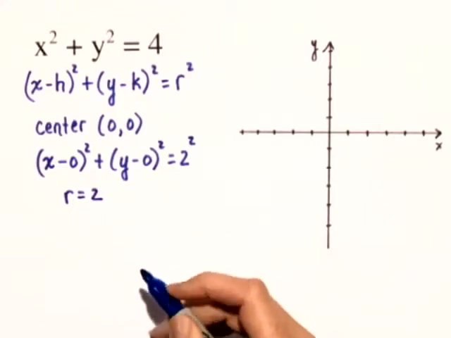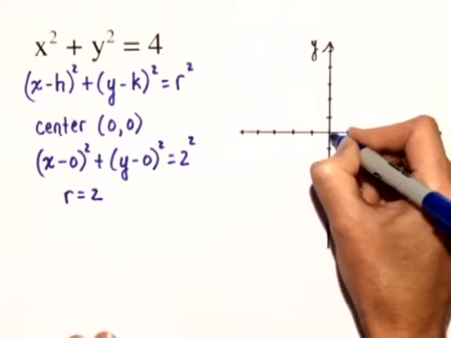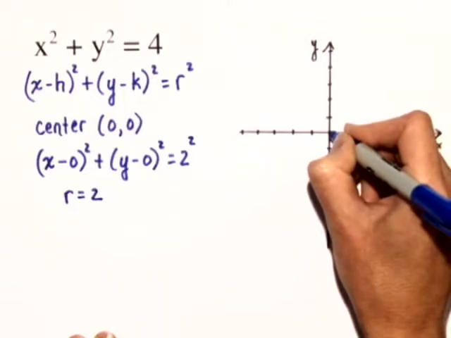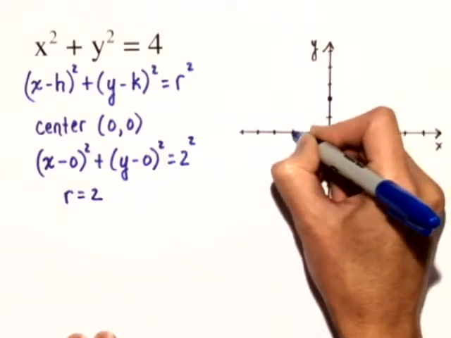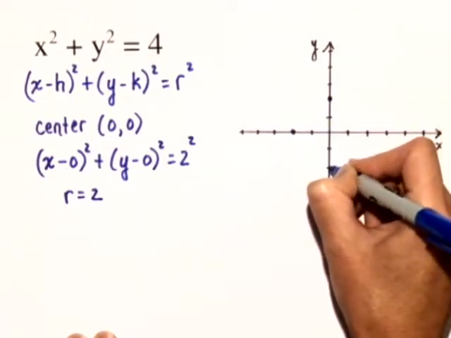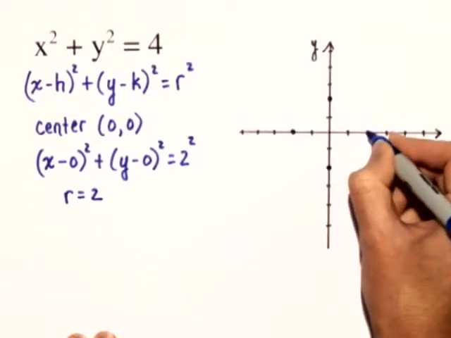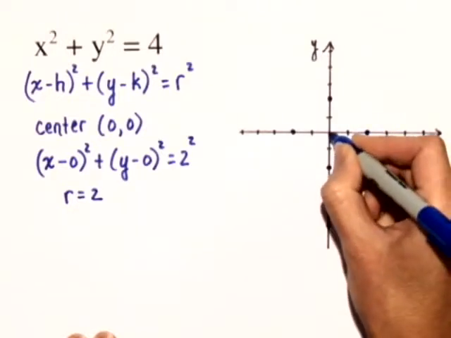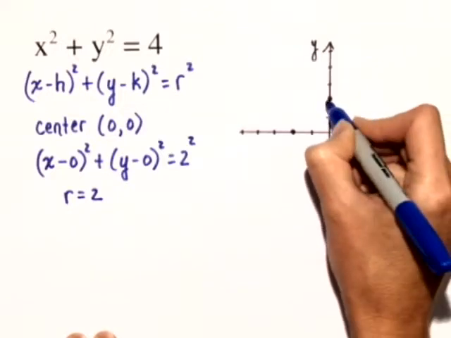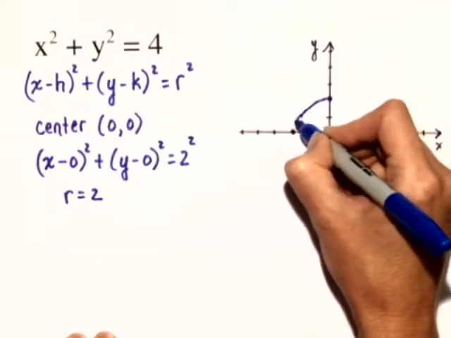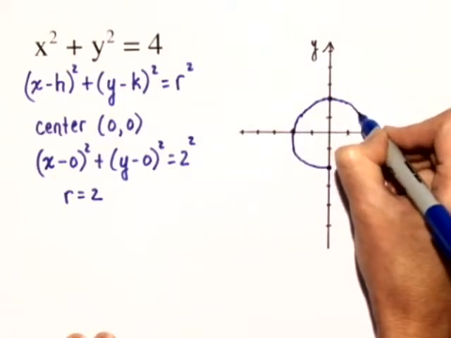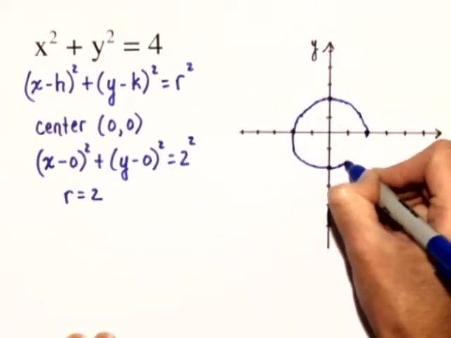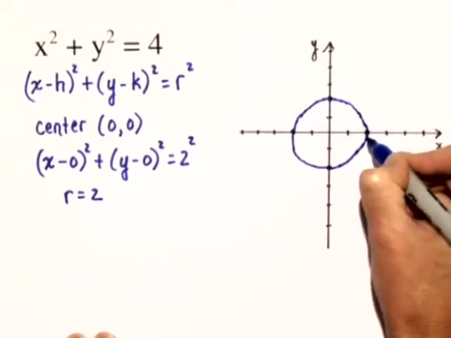So now we're ready to graph this on our rectangular coordinate system. Let's start with our center of (0, 0). Since the radius is 2, I'm just going to go up 2 on the y-axis. I'm going to go 2 to the left on the x-axis, down 2 on the y-axis, and 2 to the right on the x-axis, all from that center of the origin. And then I'll sketch as best I can a circle that has a center of (0, 0) and a radius of 2.